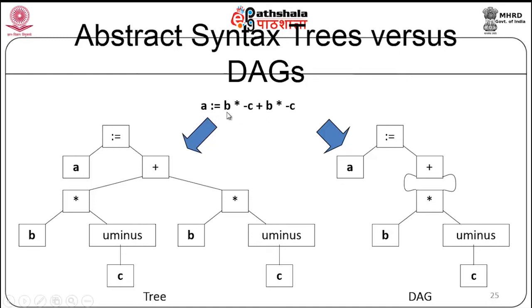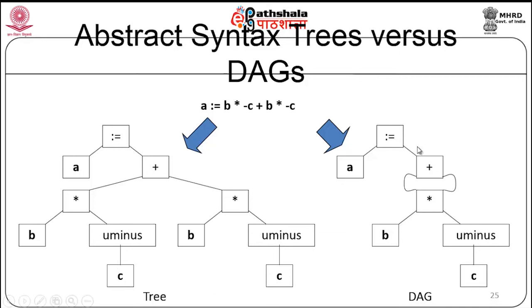So a is equal to b star minus c plus b star minus c. If I expand this, it's going to be expression plus expression. So I have expression, expression plus connected, and id colon equal to expression, which is again a node pointer. This is nothing but expression multiplied by another expression, expression multiplied by another expression, and this expression will be a negation of another expression.